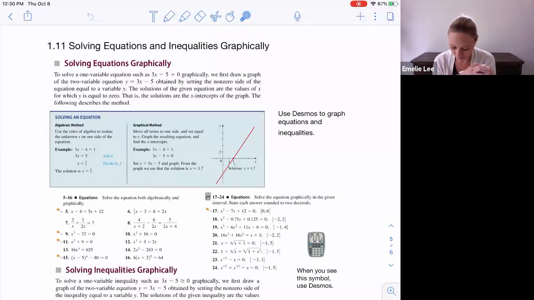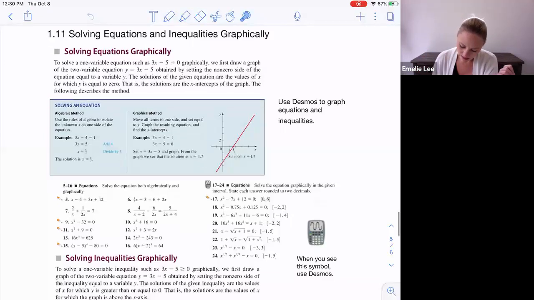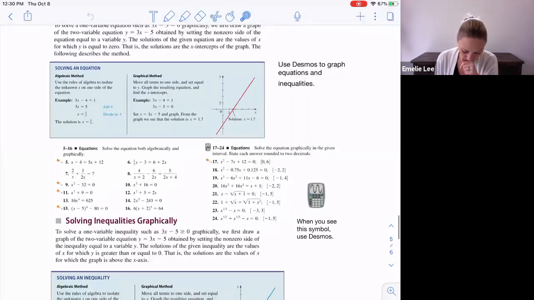And so a lot of these, if you see this little symbol next to a problem set, then I definitely just want you to use Desmos, okay, or some sort of graphing calculator. If you have, you know, a TI-83 or whatever, that's good. But Desmos, it's free, so may as well use it, right?